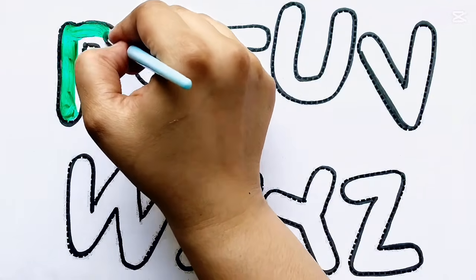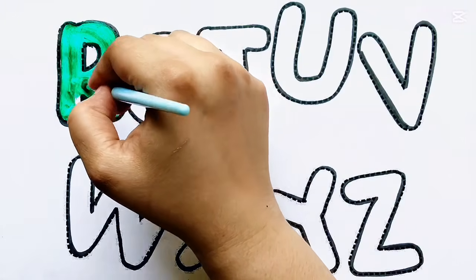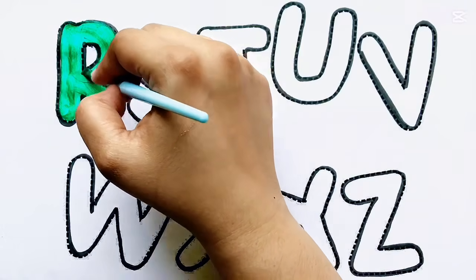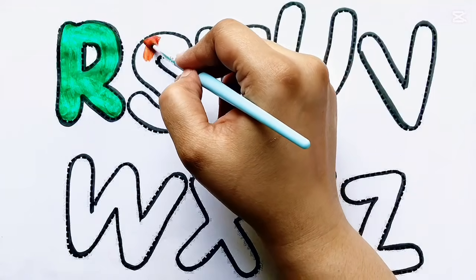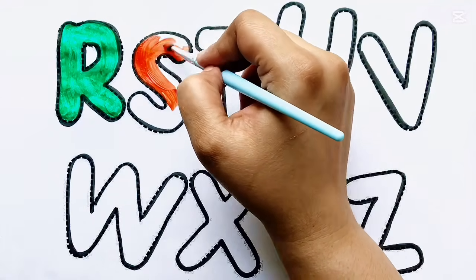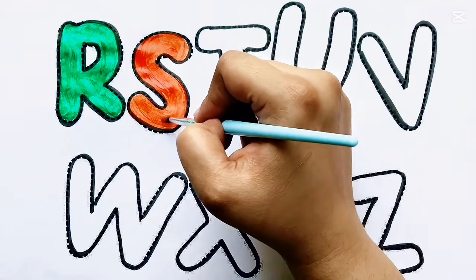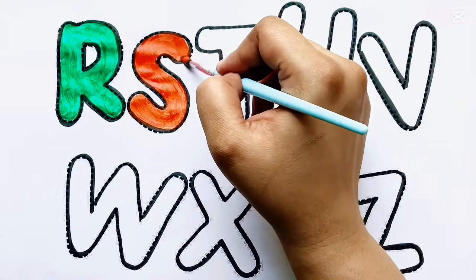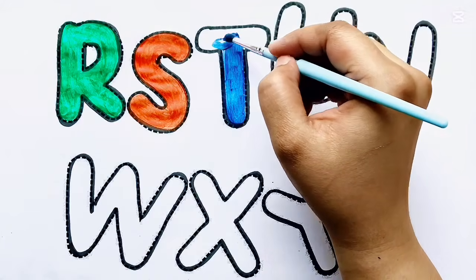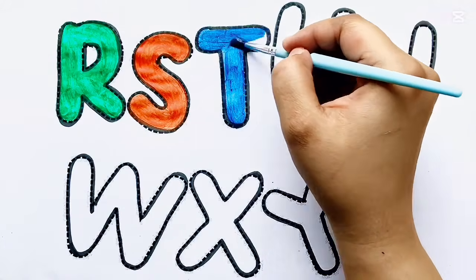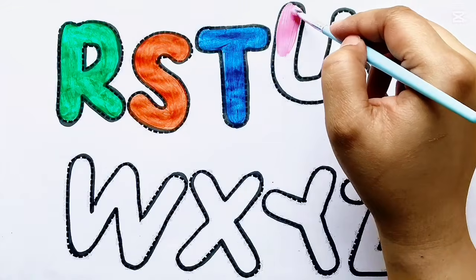Let's paint. Green color. R for rainbow. Let's go. A, B, C. Count the rhythm and 1, 2, 3. We're singing all together. Orange color. S for smell. A, B, C. Count the rhythm and 1, 2. Blue color. T for tiger. All together. A, B, C. Count the rhythm and 1, 2, 3. We're singing all together.